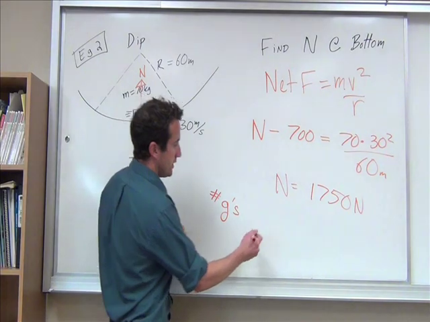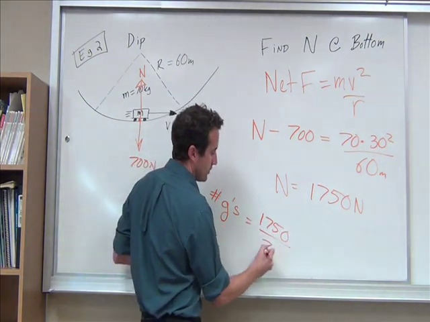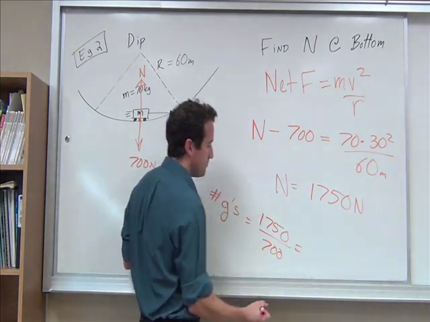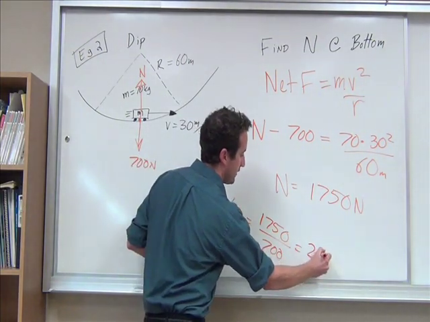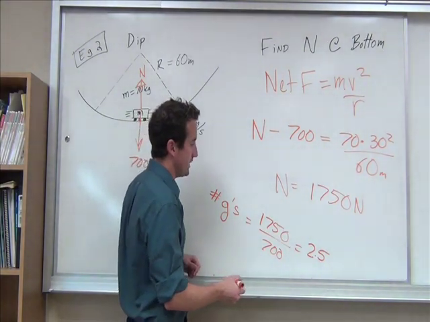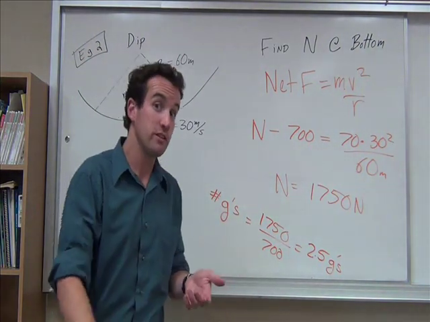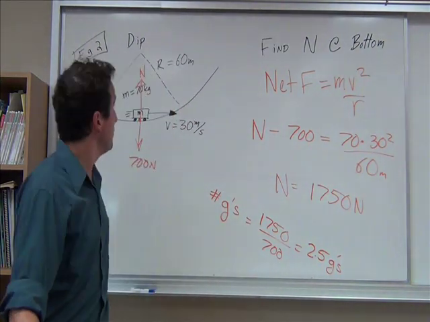But in this case, it's 1750 over the normal amount. And that comes out to be 2.5. So it's 2.5 times the normal amount of gravity, or 2.5 G's. That's what it would feel like. You would feel 2.5 times as heavy. Let's do another example.